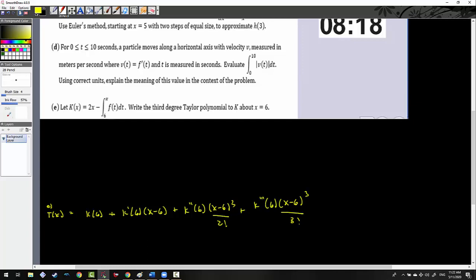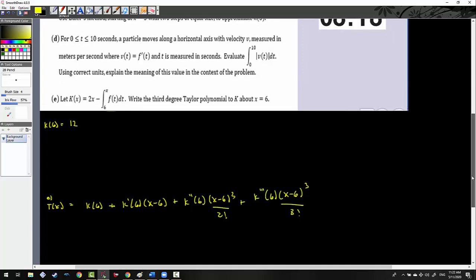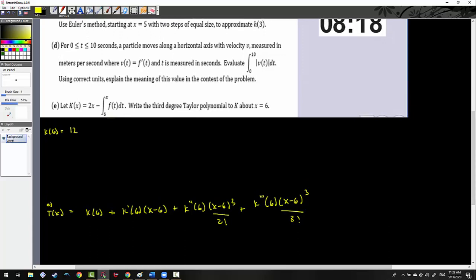So it's time for us to figure out what these terms actually are. Remember, if k of x is equal to this integral right here, then we should find out what k of 6 is. Well, the integral is going to go away because the limits of integration are going to be from 6 to 6. So that means k of 6 equals 12. So that's good. I can figure that part out right there. I'll plug those things in when I'm done.